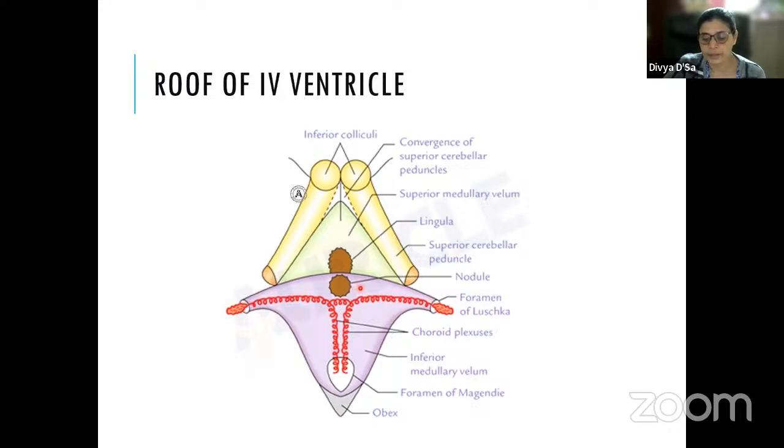The lower part of this inferior vellum will have a larger aperture, which is known as the foramen of Magendie, through which the cavity of the fourth ventricle communicates with the subarachnoid space, that is the cerebromedullary system, which we studied in the other class. This is the tela choroidea, which is basically the choroid plexus, which we will see there.